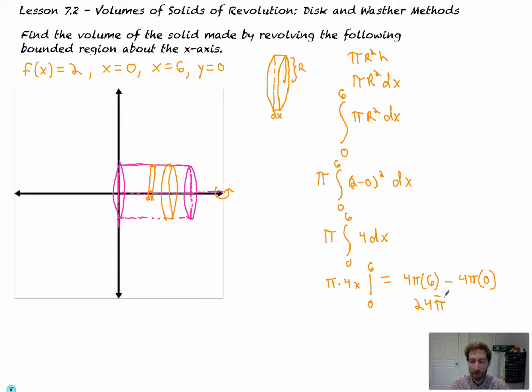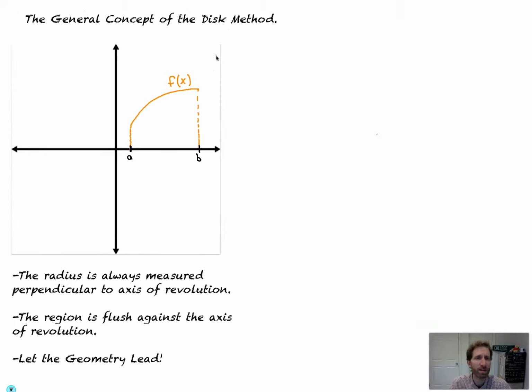And we don't have any units. It's just the volume, 24 pi units cubed, if you will. And that's it. That's the concept for you. So in this next slide, I've already gone over the concept. I'm going to generalize this for you.